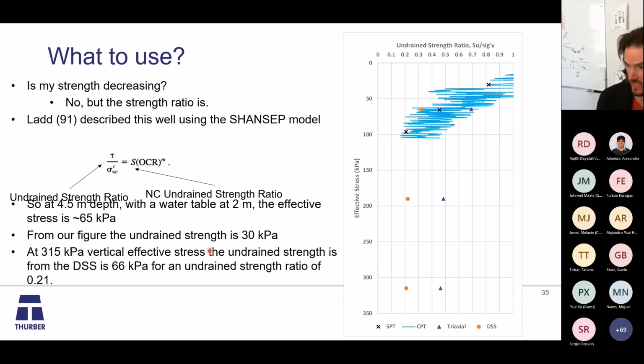At 315 kPa, so way down here, if we take this and convert it to undrained strength, it's about 66 kPa, but our ratio is 0.21. So our ratio is decreasing. Here we're at like 0.3 something, down here 0.21. But our strengths are increasing because we're at a much higher effective stress.